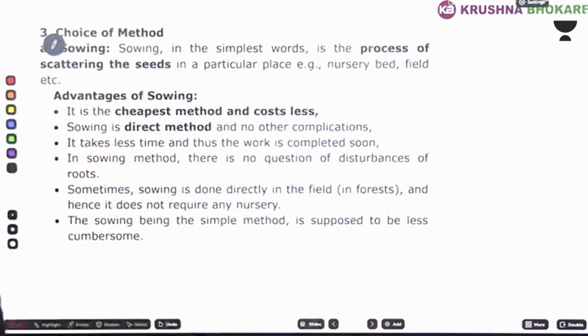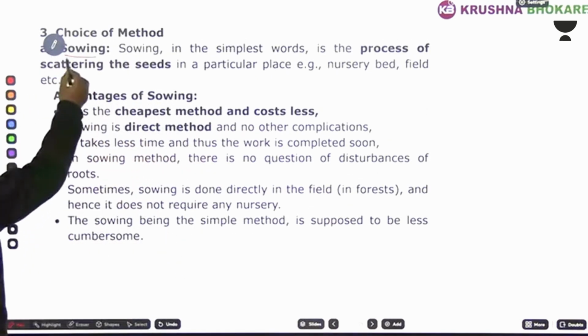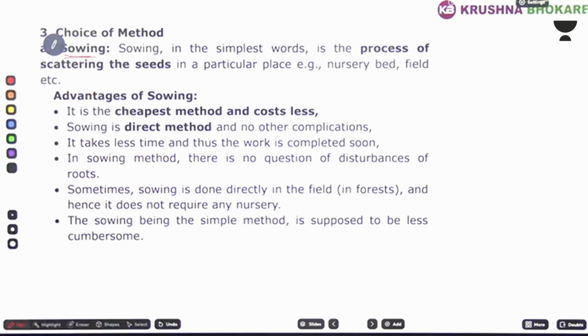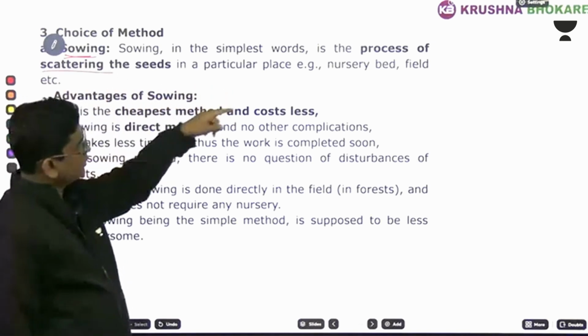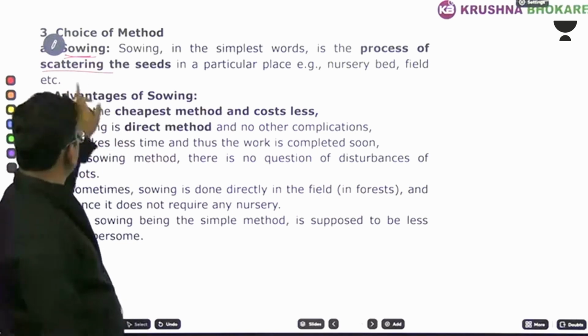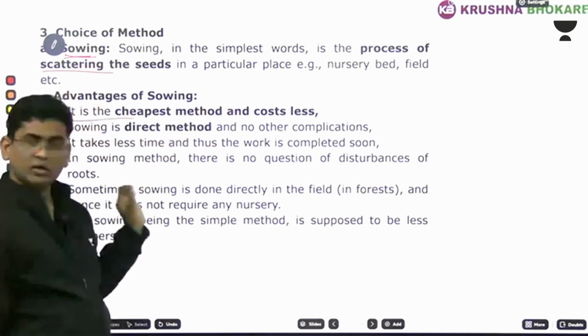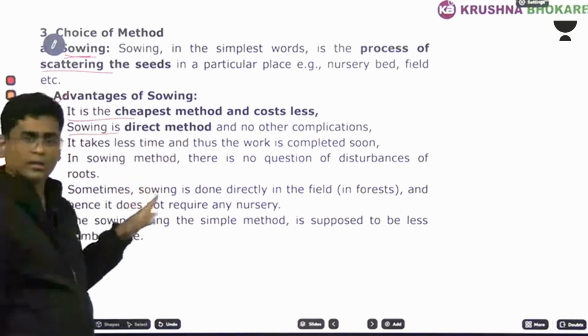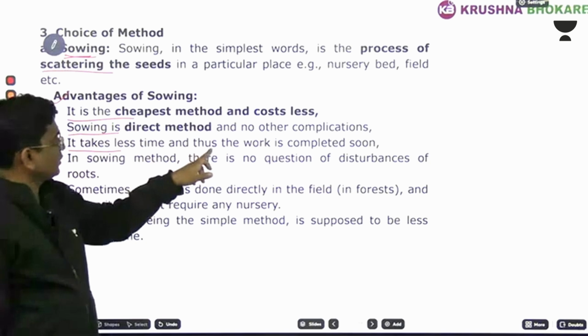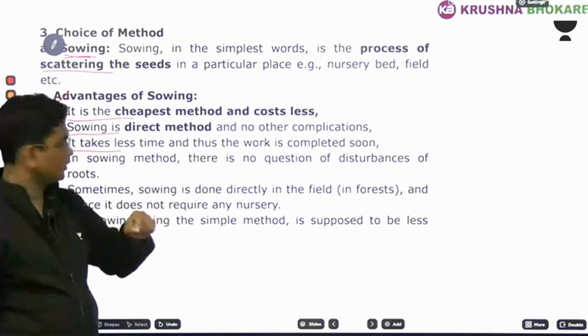Okay. Choice of method: sowing is the first method, another method is planting. Sowing means directly sowing the seeds in the land. Planting means taking plants from the nursery and then planting them. Okay, these are the methods. Sowing is the simplest process of scattering seed in a particular place, nursery bed, field, etc. What is the advantage of sowing? Cheapest method and the cost is less. Sowing is a direct method with no other complications. It takes less time and thus work is completed soon and easily.